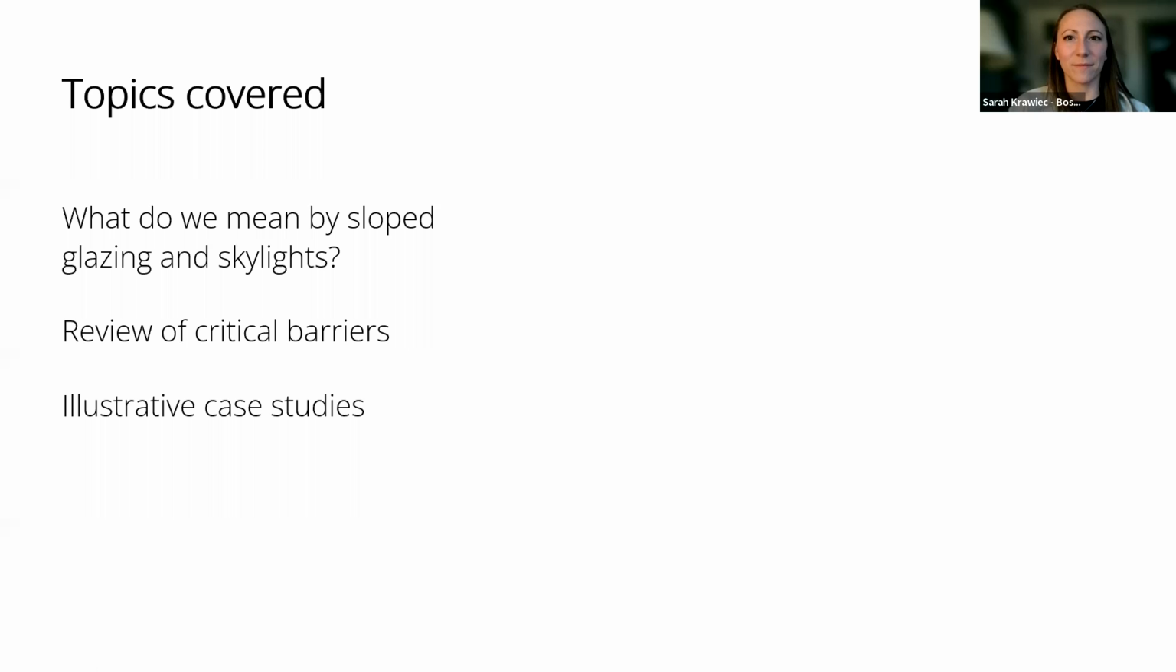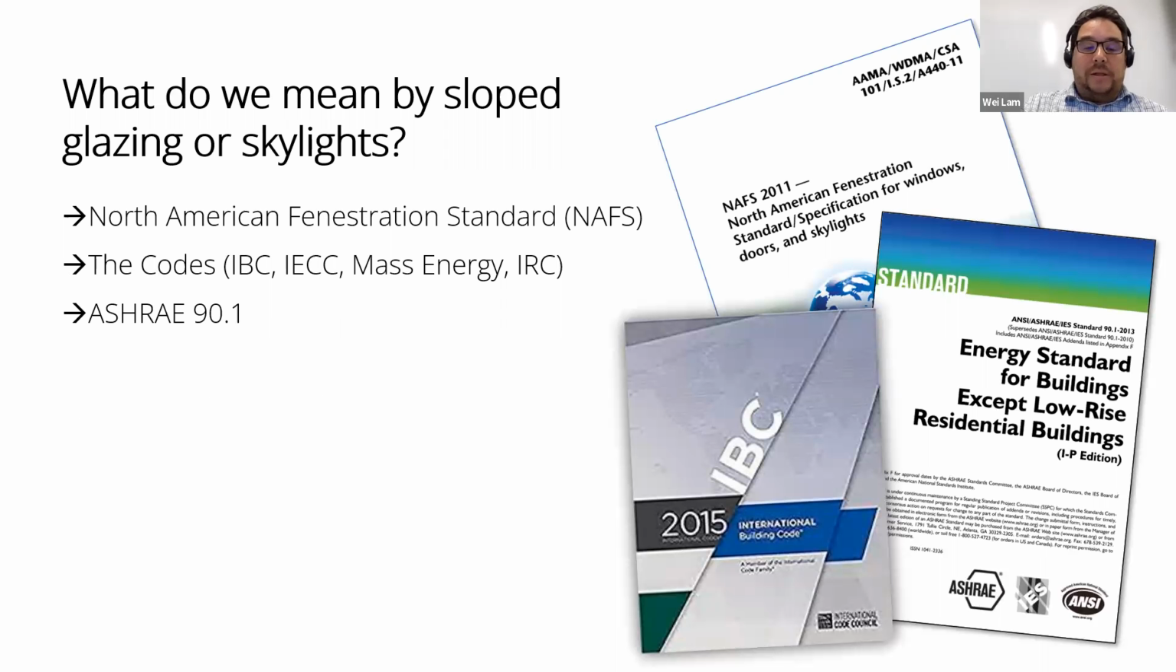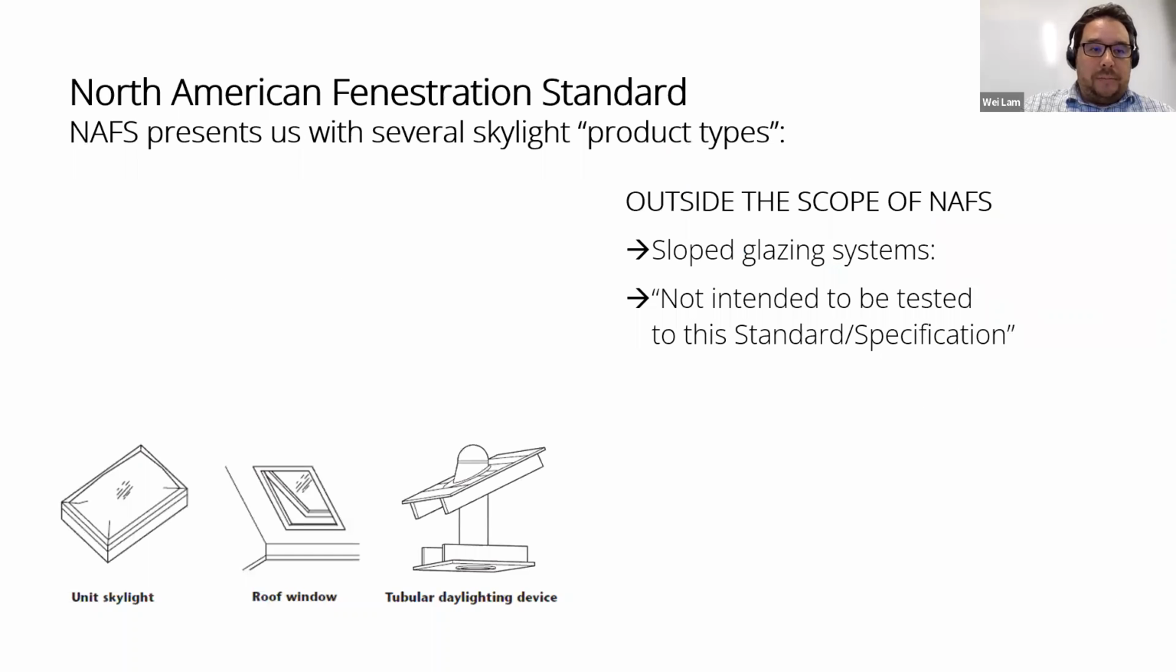Great. So the topics covered today: What do we mean by slope glazing and skylights? A review of the critical barriers for both slope glazing and skylights, and then a few illustrative case studies. So what do we mean by slope glazing or skylights? Well, if we take a look at the code, AMA and ASHRAE, we find that they all have something to say about slope glazing and skylights. So we're going to take a little run through how those various documents define slope glazing, and what some of the differences are, so that we set the table for a further discussion on barriers.